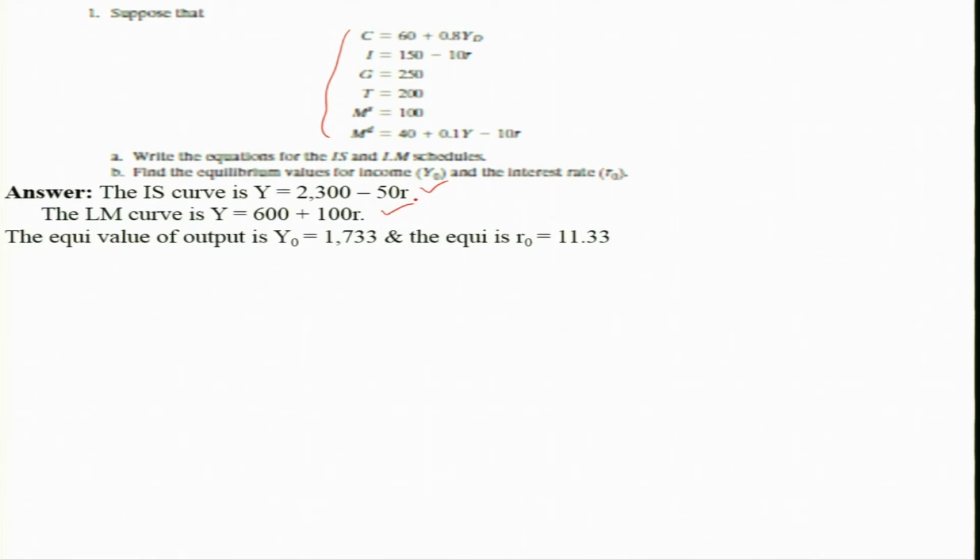This is what we did: you plug all these values into the IS equation and LM equation, and you come up with this final IS equation and this LM equation reflecting all these values. So the equilibrium value of output here is that. You need to equate the IS curve with the LM curve, and then finally you will come up with the equilibrium level of income, given these values, which is 1733, and the equilibrium interest rate is 11.33.